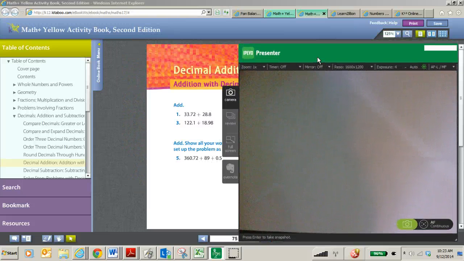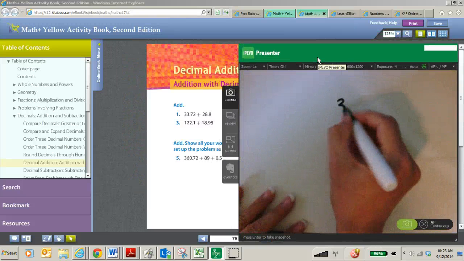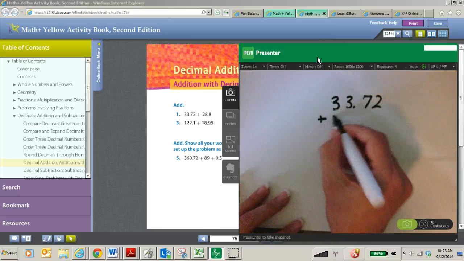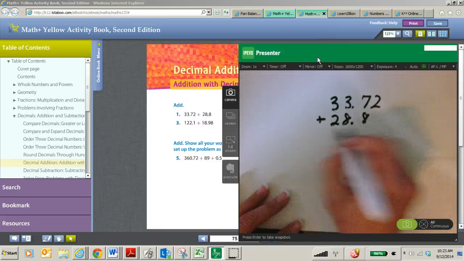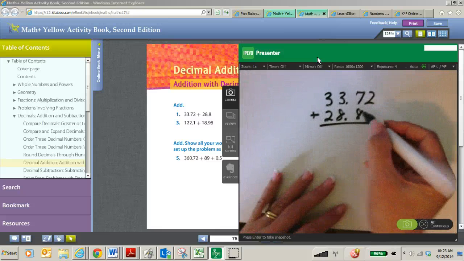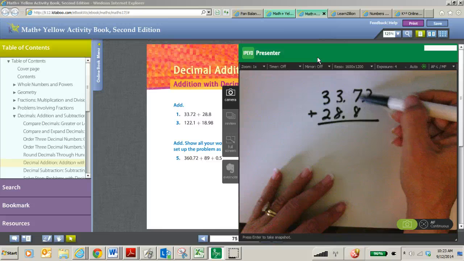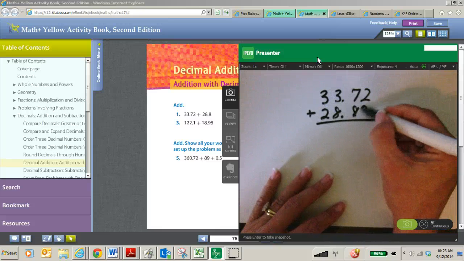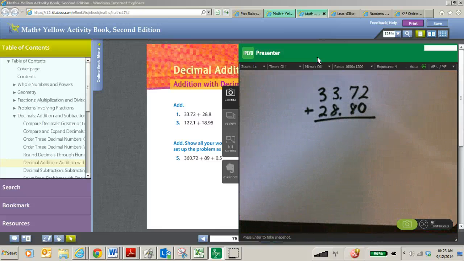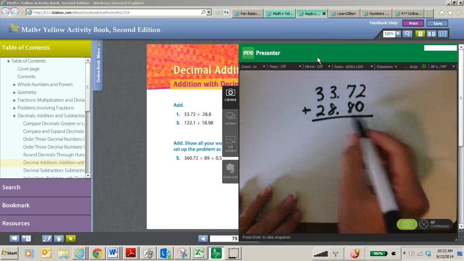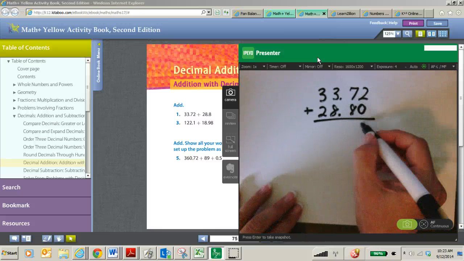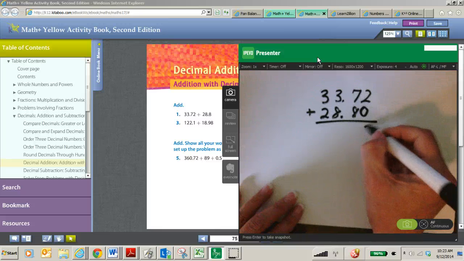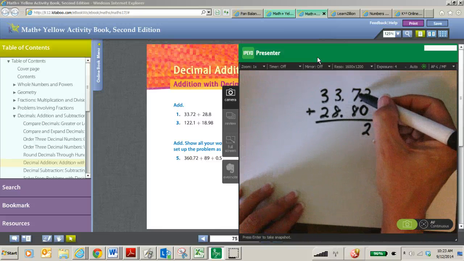Okay, when we look at that very first one, we have 33 and 72 hundredths plus 28 and 8 tenths. It's very important that we teach students that we have to always line up the tenths, the hundredths, the ones, the tens. So they can always fill in a 0 when there is not a digit there, because that 0 does not change the value. So when we add, we can add as usual. We have 2 hundredths plus 0 to get 2. Now we have 7 plus 8.